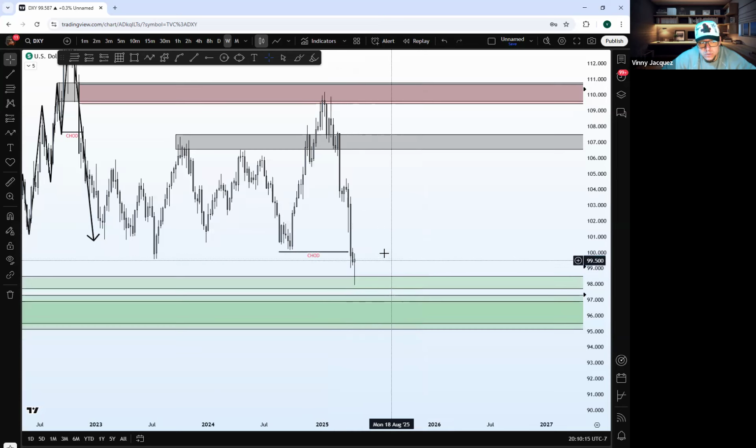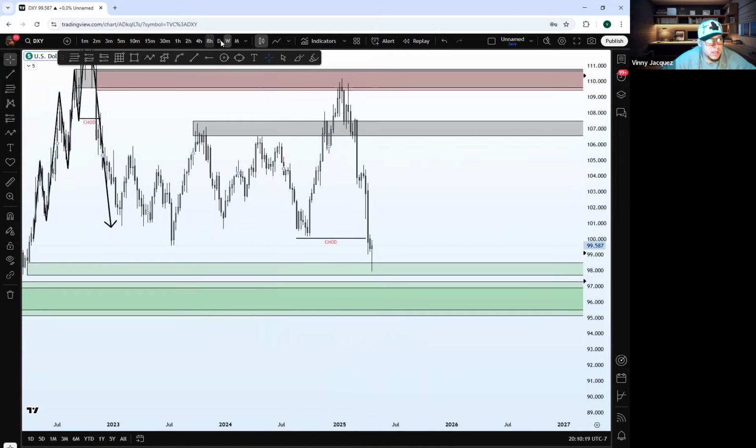Now, again, that goes with expecting sell confirmation here, or waiting for the market to come back up. Now, let's take a look at lower time frame.